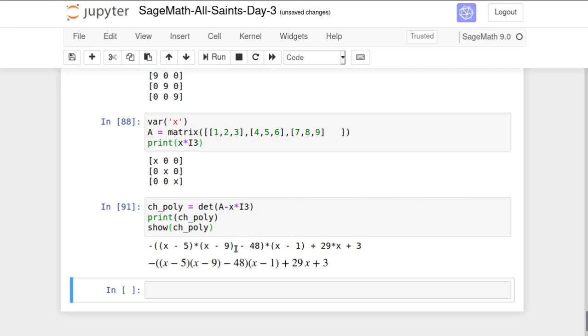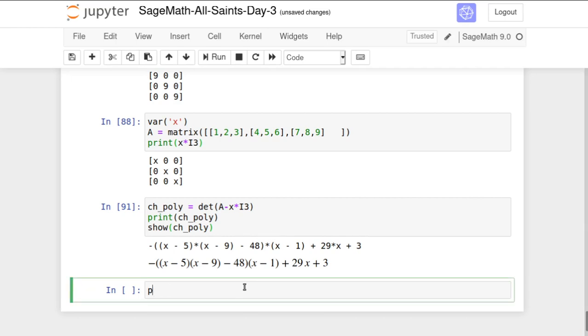You are getting it to be equal to minus x minus 5, x minus 9, minus 48 into x minus 1, 29. So this is a cubic polynomial anyway. This is how we find the characteristic polynomial. And if you want to expand this polynomial, that is also possible. But for finding the characteristic polynomial, we actually need to solve it instead of expanding it. For solving it, we can use the solve command that we have seen previously.